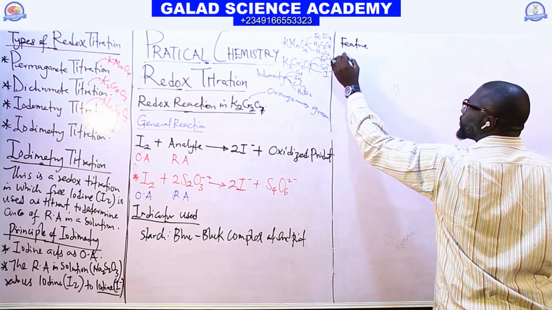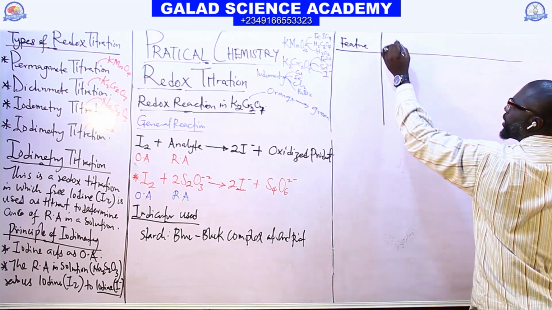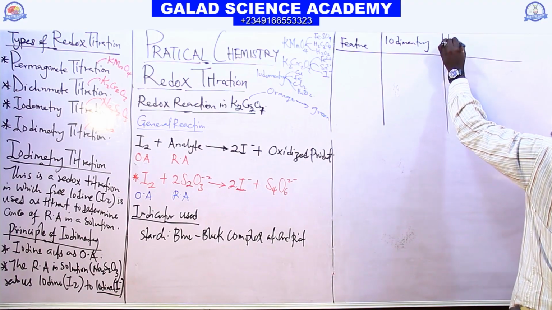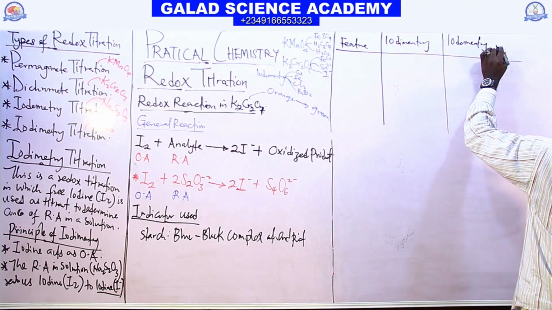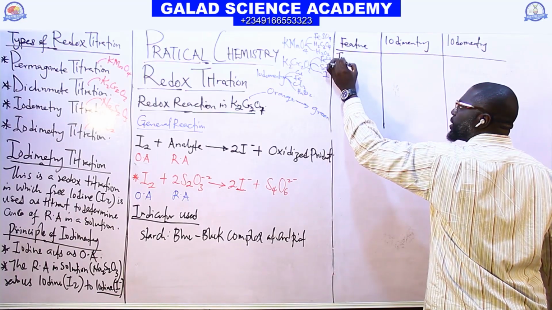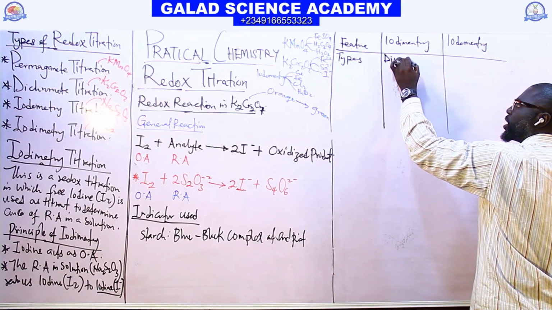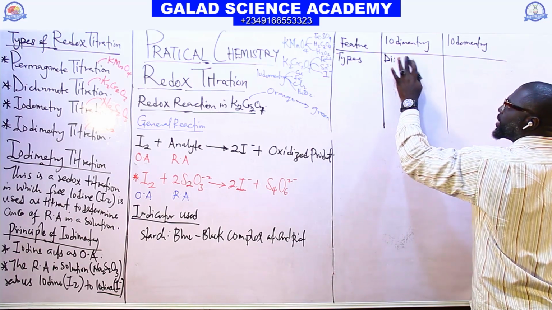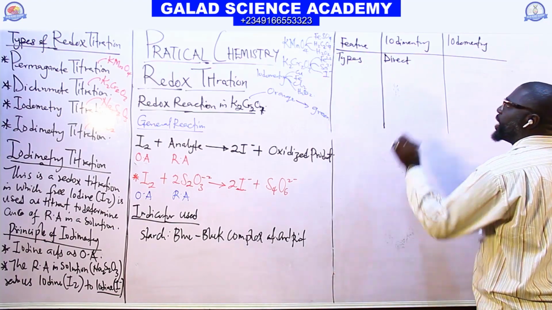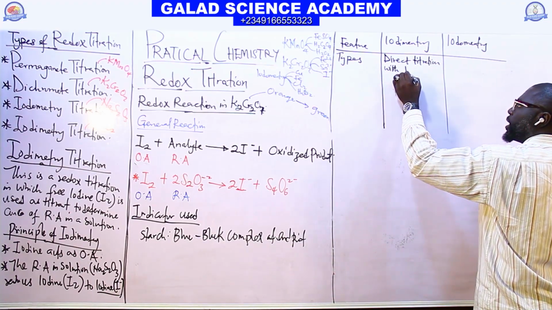Between iodimetry titration and iodometry titration, if you look at the difference here, let's look at what types of titration occur. Iodimetry is direct titration, direct titration with iodine.